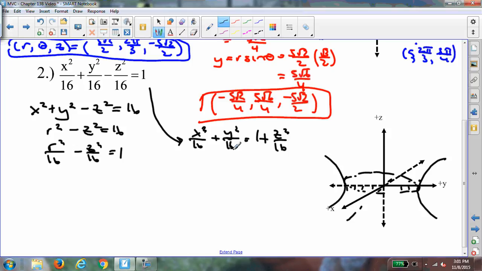Notice as I change the values of z, I'm going to change the radius of my circle and make it larger. So as z increases, I get larger and larger circles, and the same thing as z decreases. So it matches that equation.